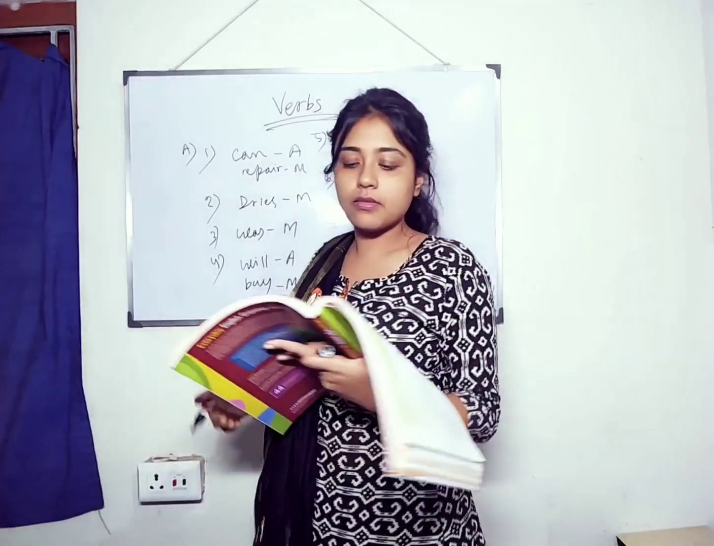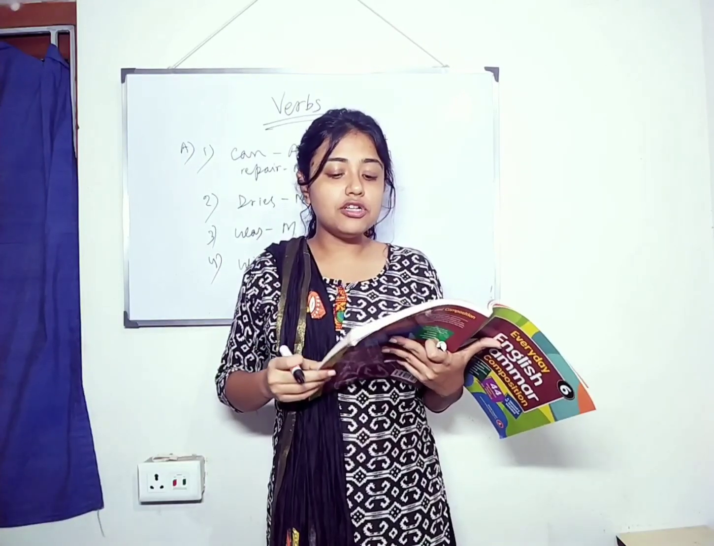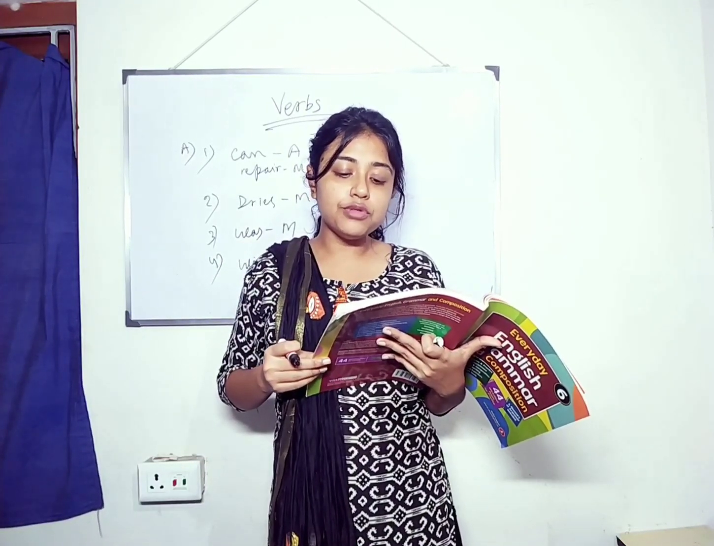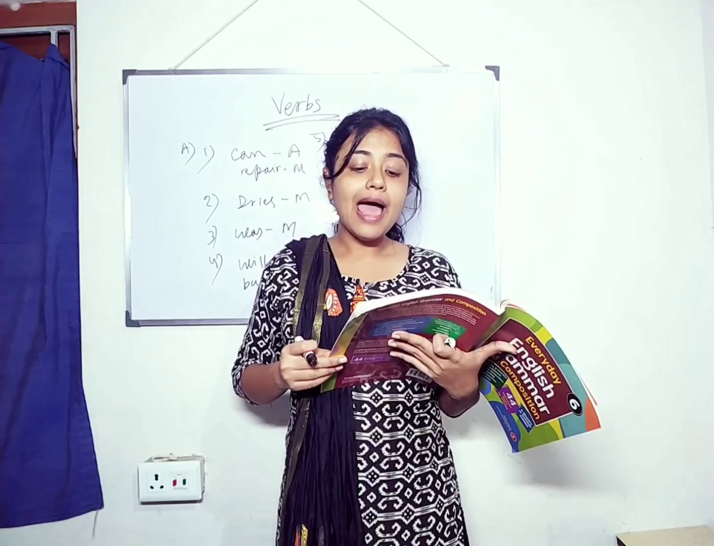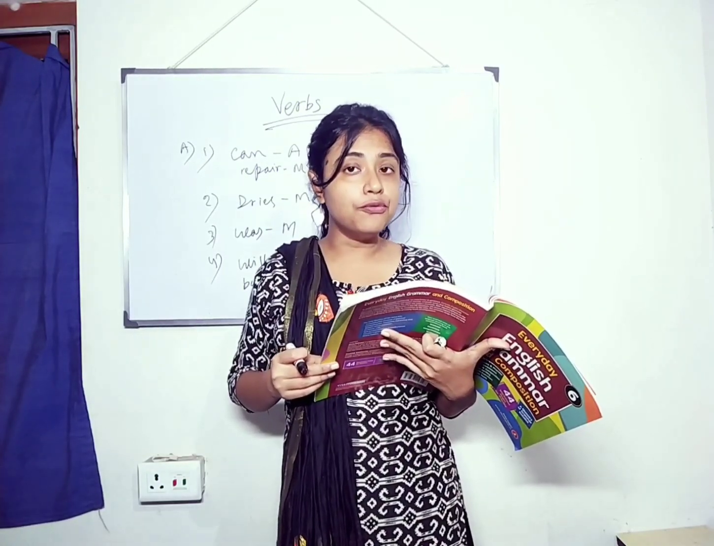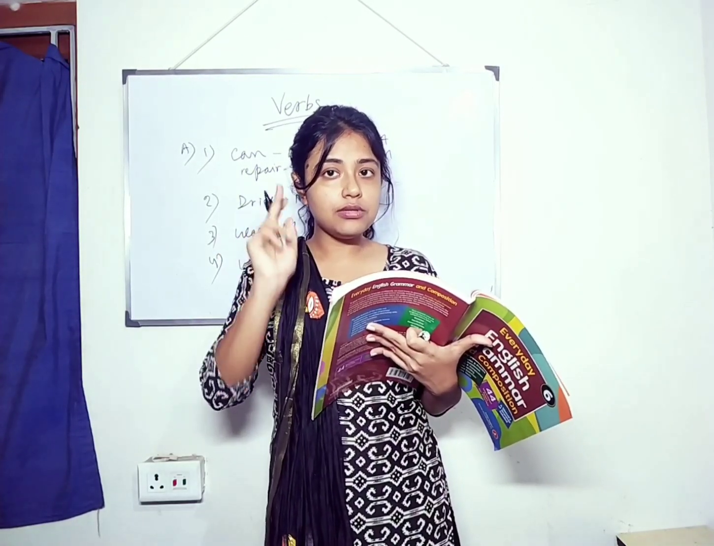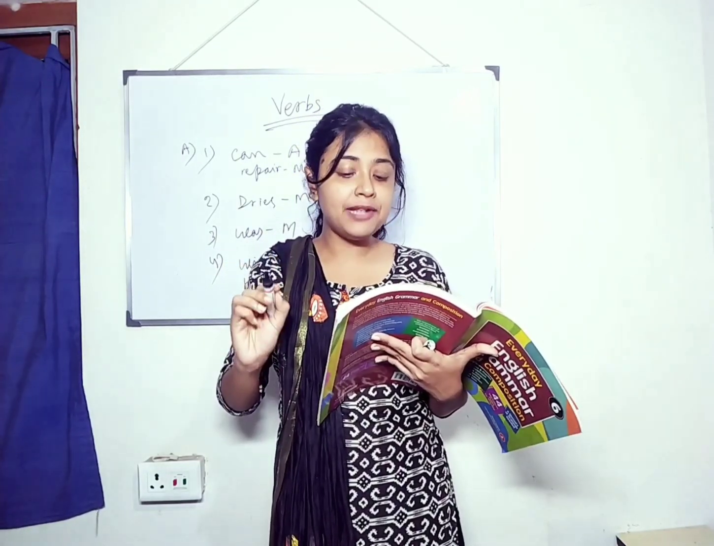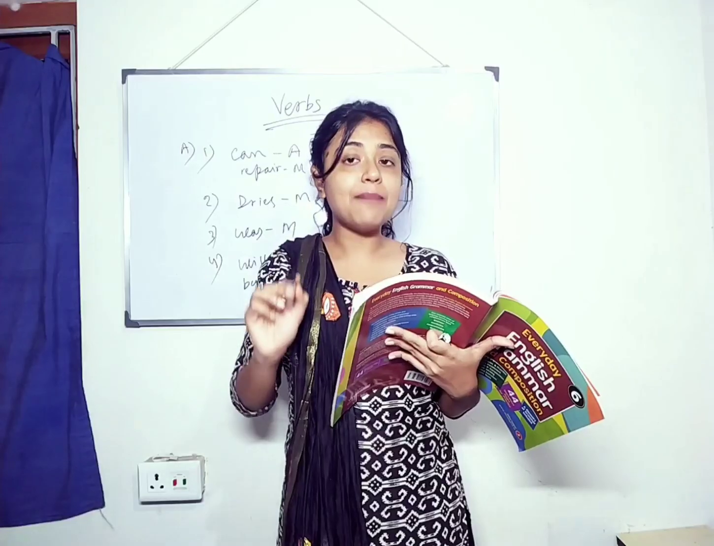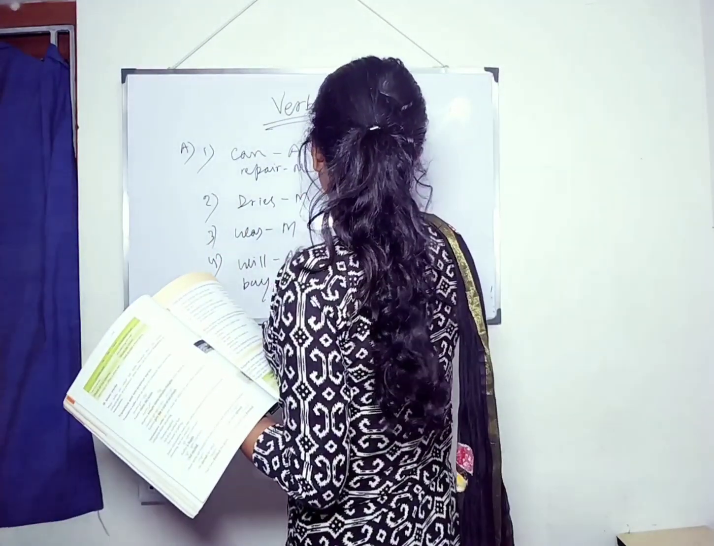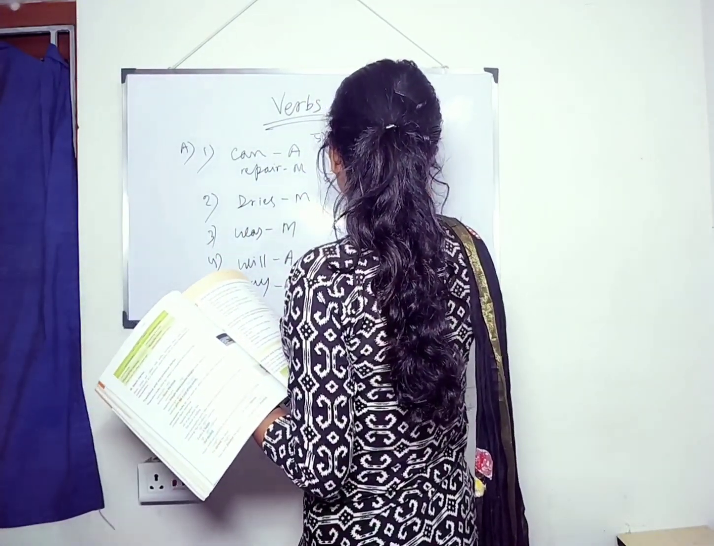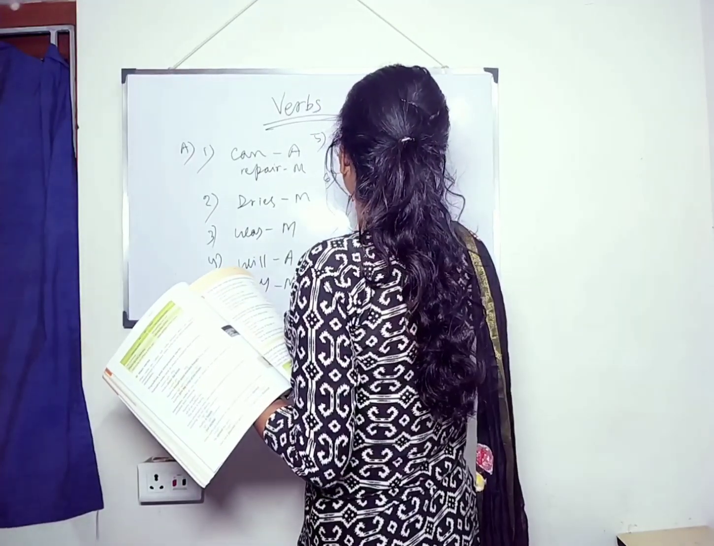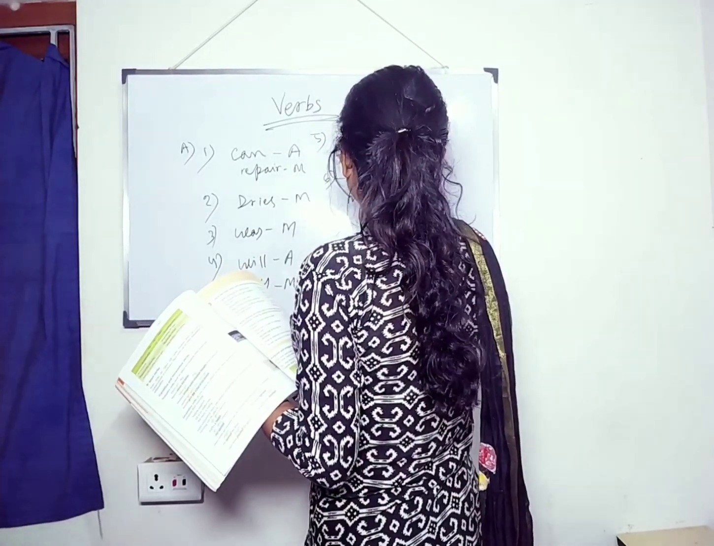Number 6. Have the soldiers moved to the northern valley? So have the soldiers moved. Two verbs. Can you recognize them? Have is one and moved is another, right? So have is what? Have is a helping verb here. So have will be auxiliary and moved. Moved will be what? Main verb.